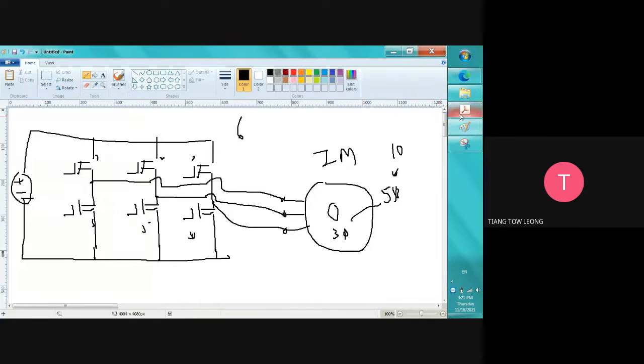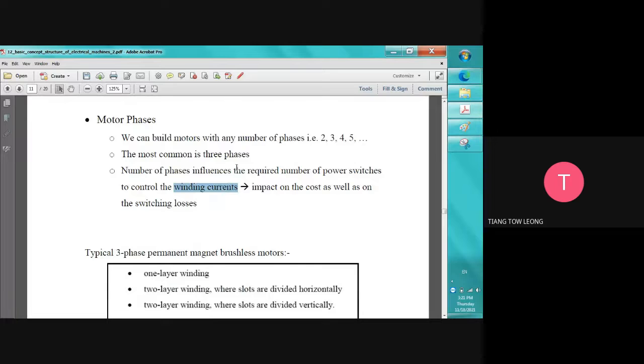So the number of phases influences the required number of power switches to control the winding current. It impacts the cost as well as the switching losses. So we have 2 things: the cost will be higher and the switching losses will be higher, if we choose higher phases.